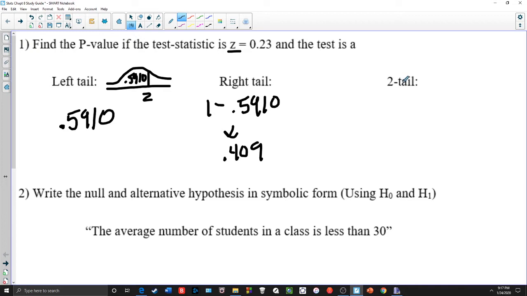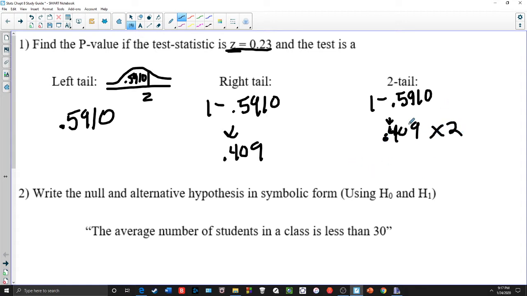And then for a two-tail test, you have to kind of think a little bit. For a two-tail test, if your z-score is positive, what you want to do is treat it like a right tail test at first. So 0.5910, subtract it from 1, you get 0.409. So once you get 0.409, then what you're going to do is, because it's a two-tailed test, you're going to times it by 2.